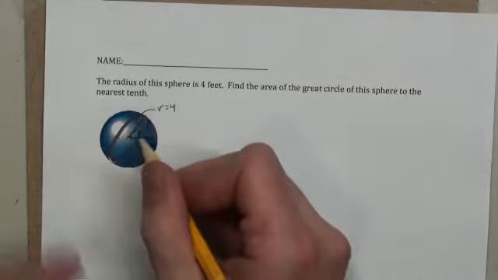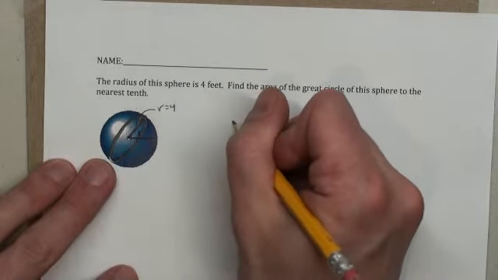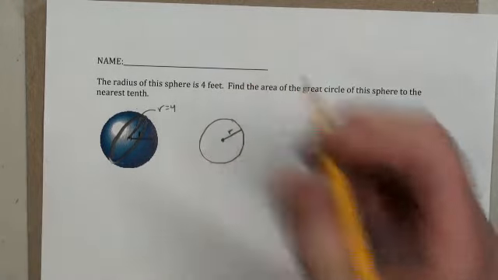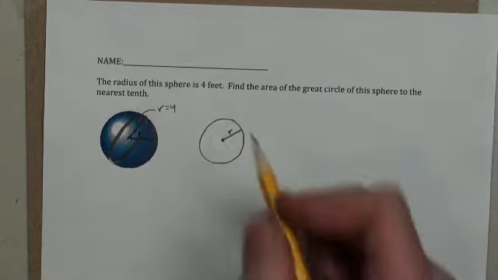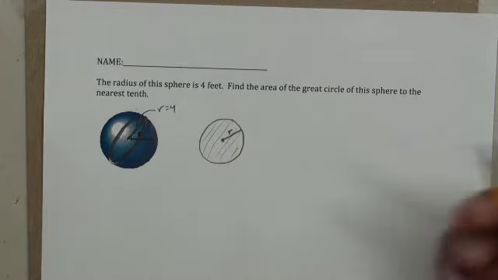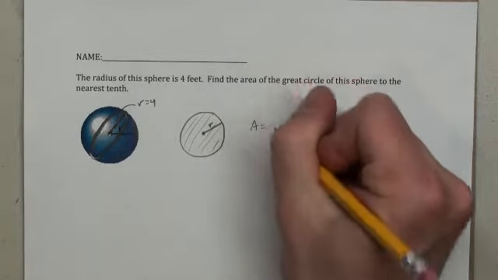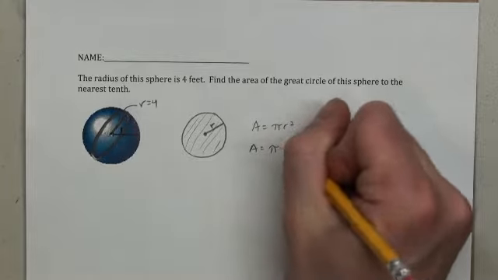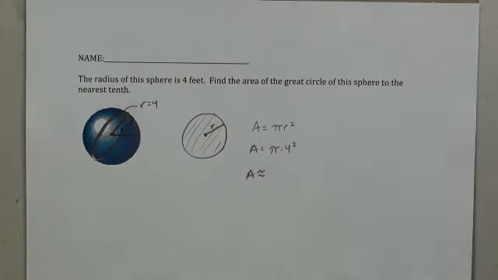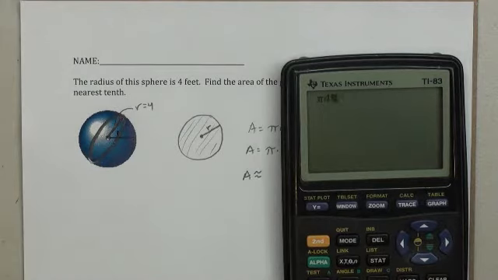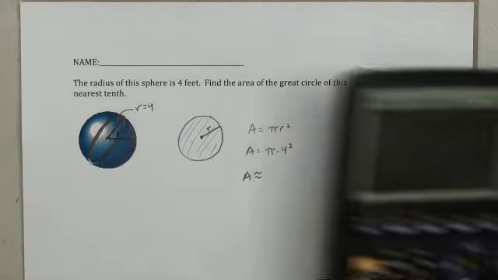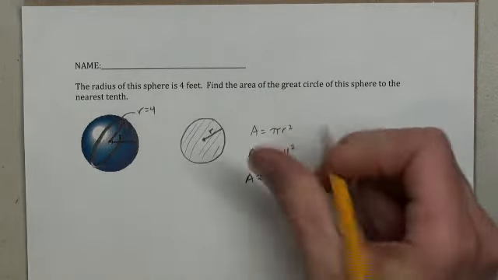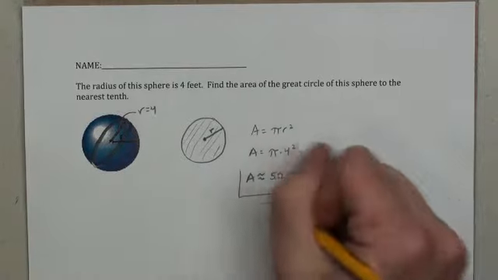Okay? So I'm going to take that circle out, and my radius is 4. Find the area of the great circle of this sphere to the nearest tenth. So area of a circle is just pi r squared. Area equals pi times 4 squared. Area is approximately, pi times 4 squared, to the nearest tenth, 50.3. 50.3 feet squared.